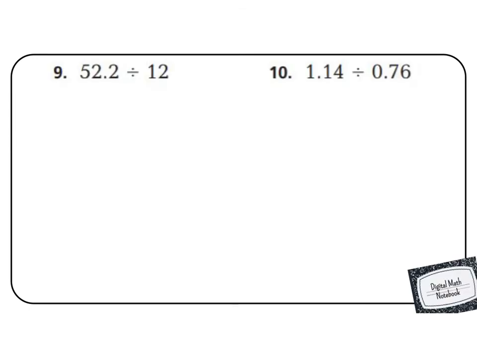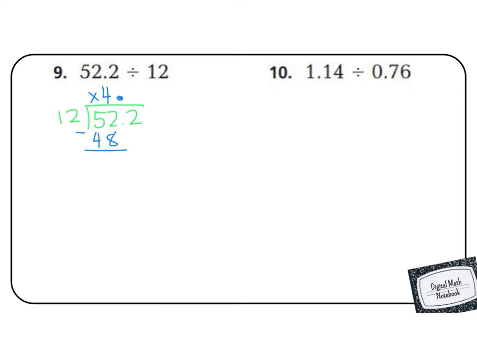All right, first off, our problems aren't set up. So let's go ahead and set up our problems. The first one goes inside and shuts the door, and then here's our number 12. Now we don't have a decimal on the outside this time, so we're all good to put our decimal straight up and divide just like normal. 12 doesn't go into 5, but it does go into 52. 12 goes into 52 4 times, which is 48.